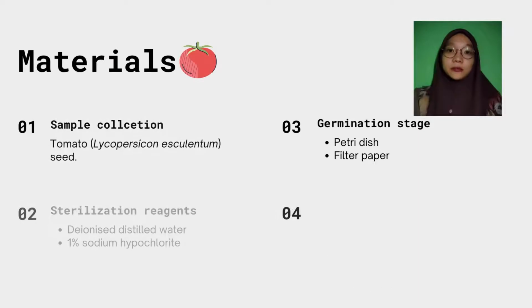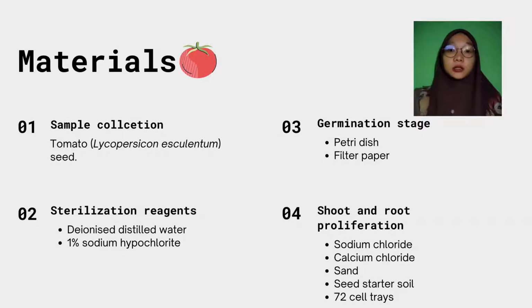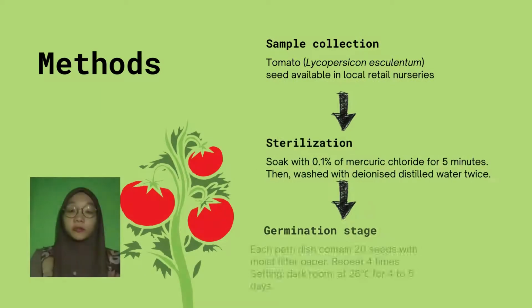The materials needed for this project: for sample collection, tomato seeds, specifically Lycopersicum esculentum species, will be obtained. For sterilization reagent, the materials needed are deionized distilled water and 1% of mercuric hypochlorite. For the germination stage, only petri dishes and filter paper will be needed. Lastly, for shoot and root proliferation, materials needed are sodium chloride, calcium chloride, sand, seed starter soil, and 72 cell trays. Now we move on to methods.